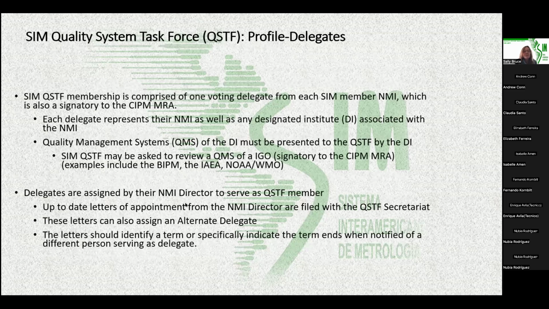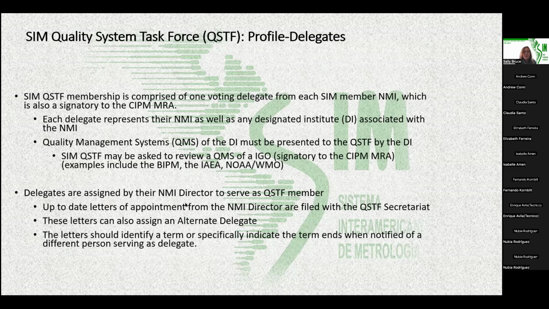For the delegates, the membership is comprised of one voting delegate from each SIM member NMI, which is also the signatory to the CIPM-MRA. Each delegate represents their NMI as well as any designated institute associated with it. The quality management system of the DI must be presented to the QSTF by the DI itself. The SIM Quality System Task Force may be asked to review the quality management system of an intergovernmental organization, which would be a signatory to the CIPM-MRA. Examples of these that we have reviewed quality systems from: the BIPM, the International Atomic Energy Agency, the National Oceanographic and Atmospheric Administration, which is a signatory through the World Meteorological Organization.